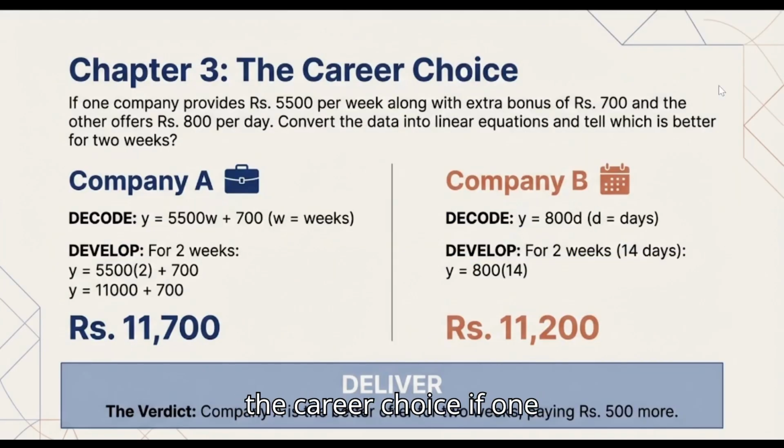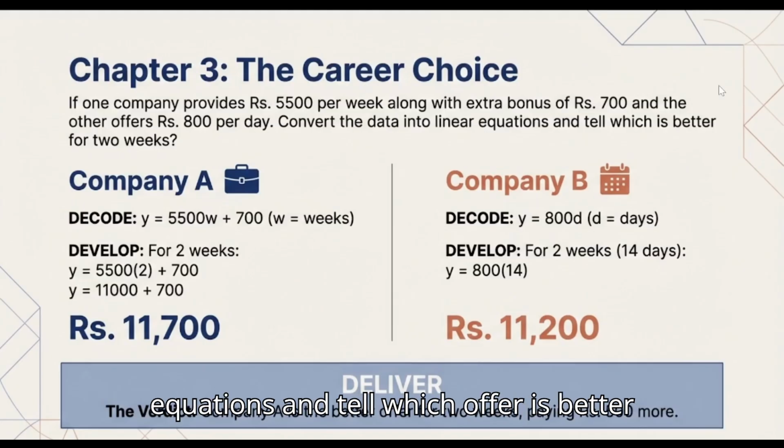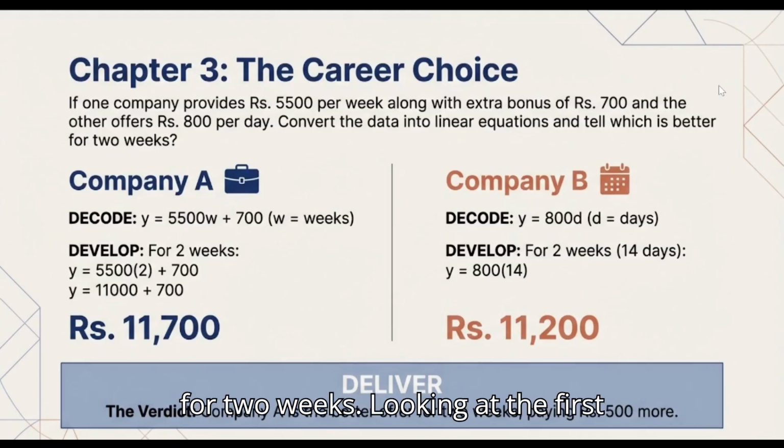In question 3, the career choice. If one company provides 5,500 rupees per week along with an extra bonus of 700 rupees, and the other offers 800 rupees per day, we need to convert this data into linear equations and tell which offer is better for 2 weeks.